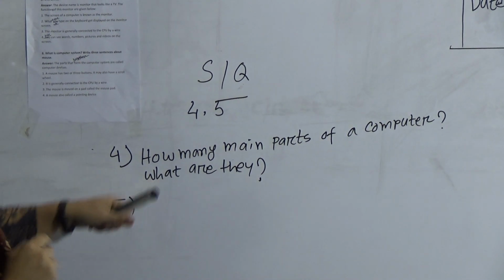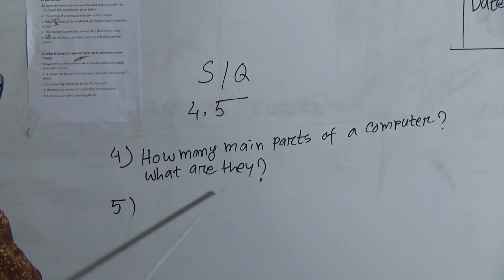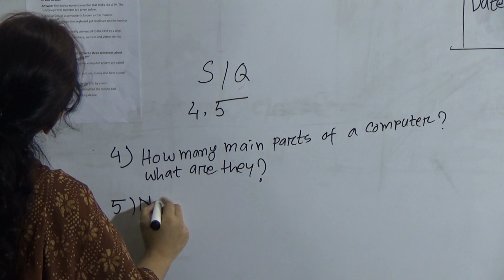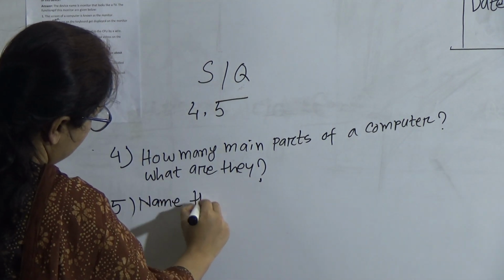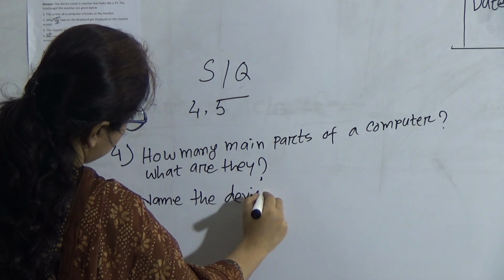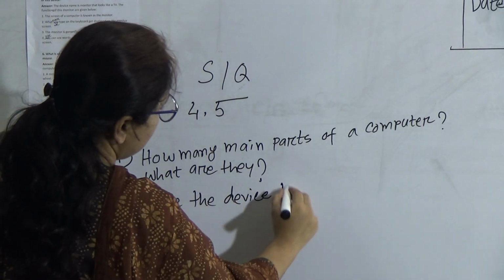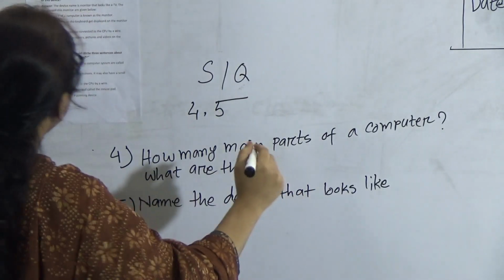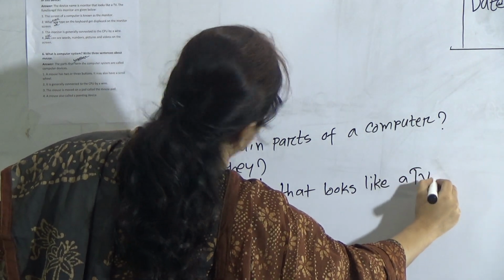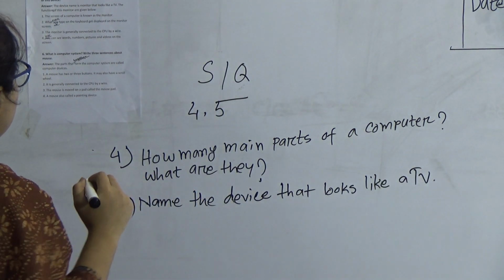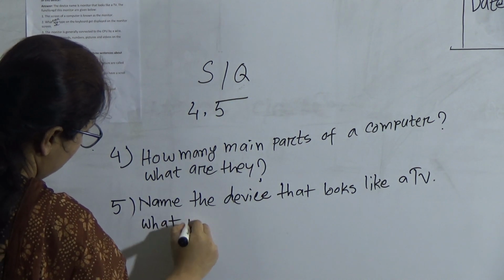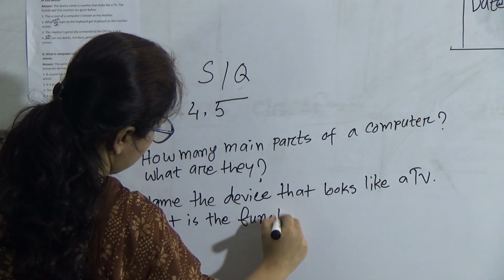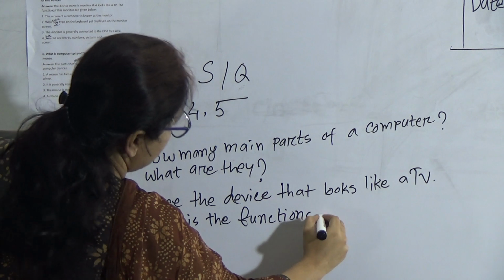Short question 4: how many main parts of a computer, what are they? And question number 5: name the device that looks like a TV. What are the functions of this device?